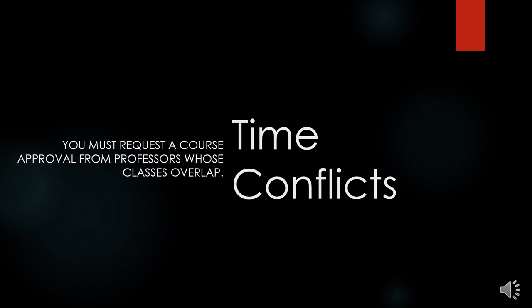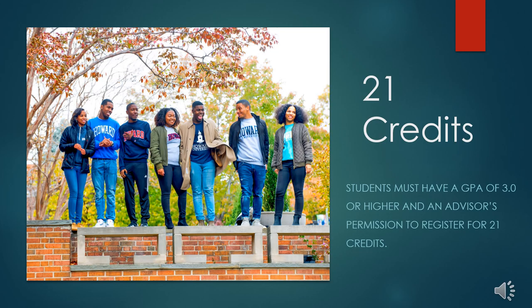Time conflicts. You must request a course approval from a professor whose class overlaps. A student must have a GPA of 3.0 or higher to seek an advisor's permission to register for 21 credits. For anything over 21 credits, students must seek the approval of the College of Arts and Sciences Dean.